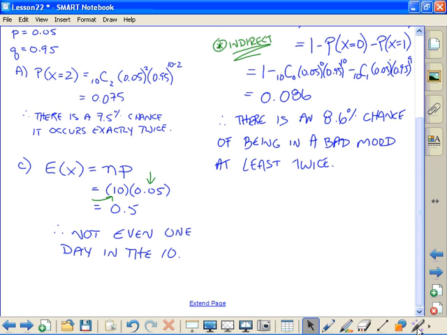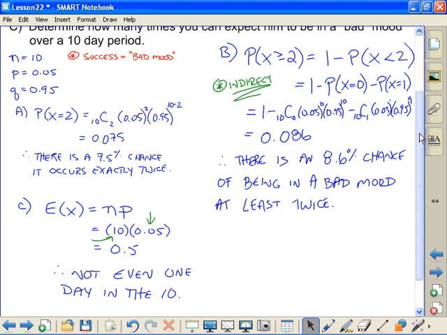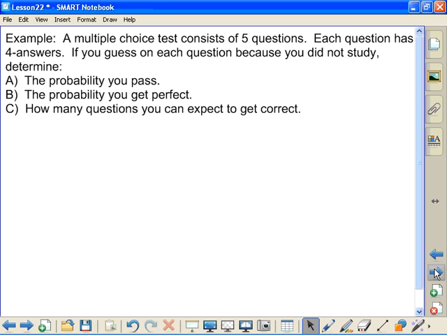So there we go. So there is an example using the binomial distribution. So I have one last example I want to do with this, and it's a little bit different than that one. So we're looking at a multiple choice test. There are 5 questions on the multiple choice test. Each question has 4 answers, so A, B, C, D. If you guess at each question because you did not study, not that that's any of you that are watching the video, but some are out there that do that.